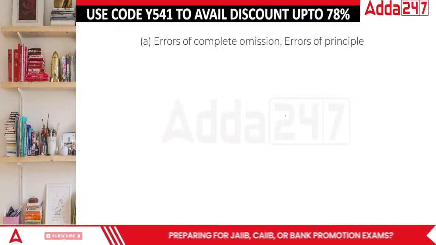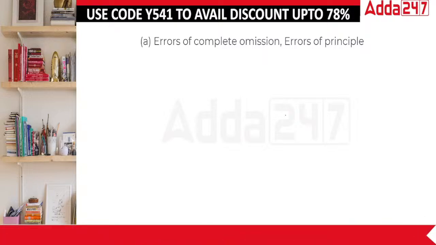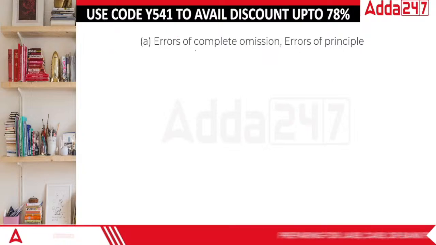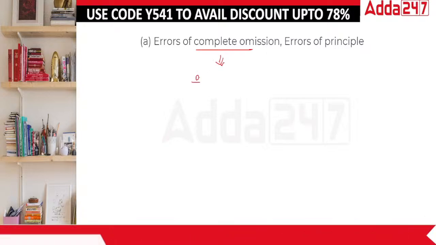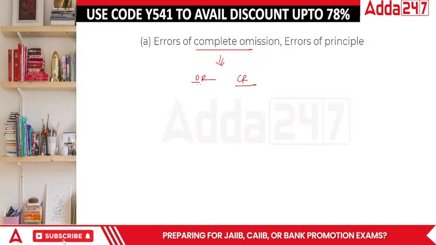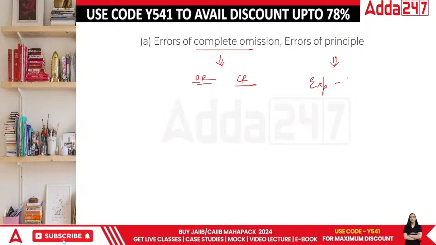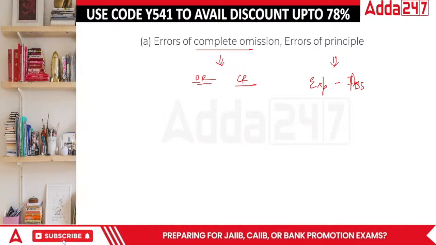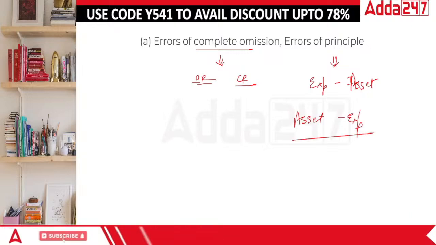So in this case, according to you, what should be the answer? Error of principle and complete omission only. Both are there. Complete omission clearly means that the entire portion is not noted, either on the debit side or the credit side. That means the trial balance will still match. Error of principle means an expense is a debit side item, but it is noted as an asset, or an asset is noted as an expense. That is covered under error of principle, everyone.